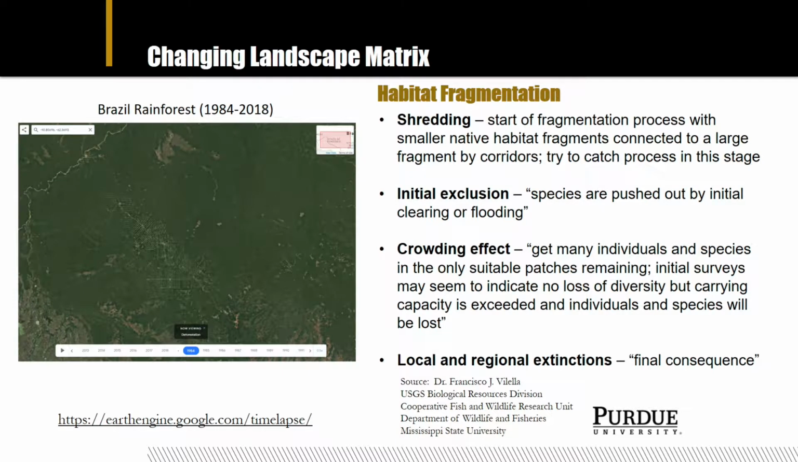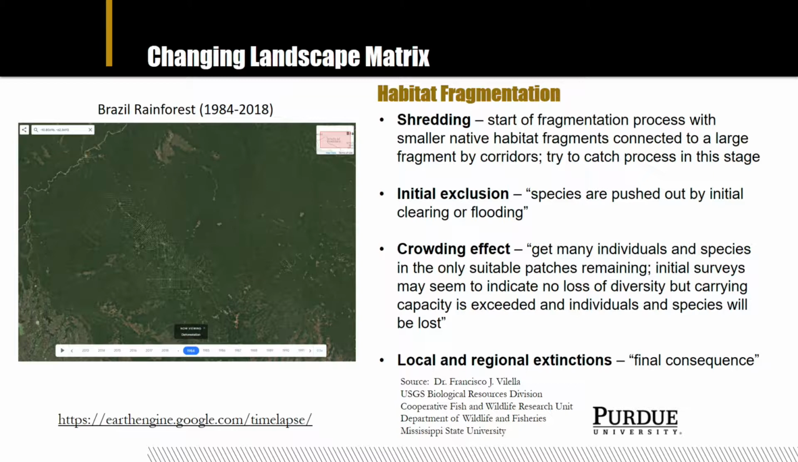When we talk about habitat fragmentation, it's important to understand that ecologists will speak about this in terms of multiple types of fragmentation. We can talk about early stage fragmentation where we start to break the landscape up into smaller pieces, or disturb corridors that connect those pieces and further isolate, so shredding. Initial exclusion in terms of fragmentation means that species are pushed out, meaning that we've cleared the habitat and removed it from the landscape, and so they're forced to disperse.